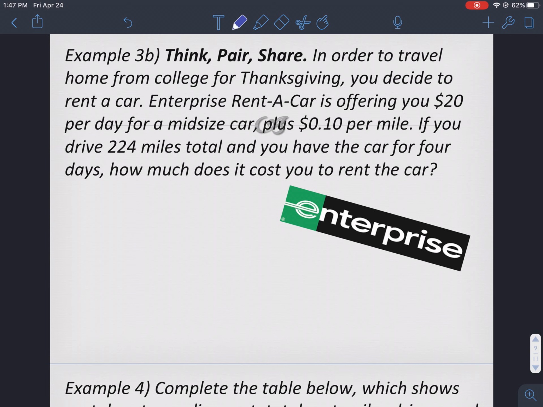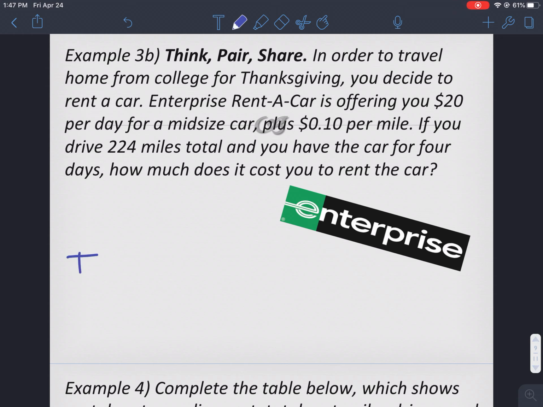In order to travel home from college for Thanksgiving, you decide to rent a car. Enterprise is offering you $20 per day for a midsize, plus 10 cents per mile. If you drive 224 miles total and you have the car for 4 days, how much does it cost you to rent the car? So, please consider pausing the video and trying it on your own. All right, here we go.